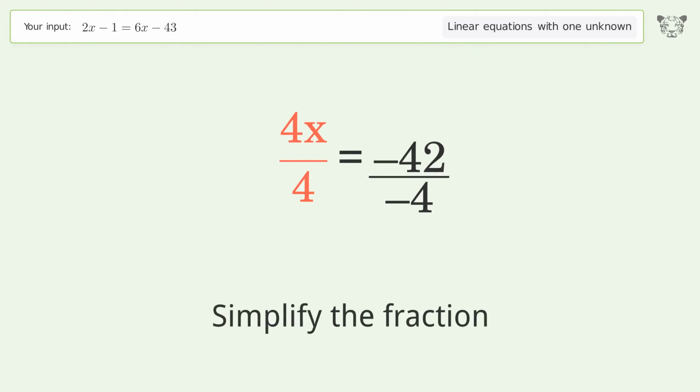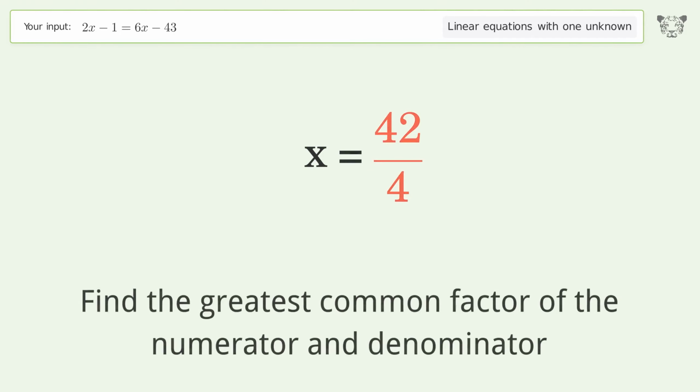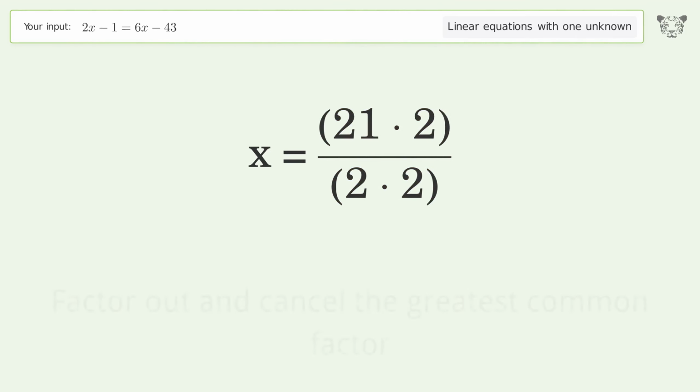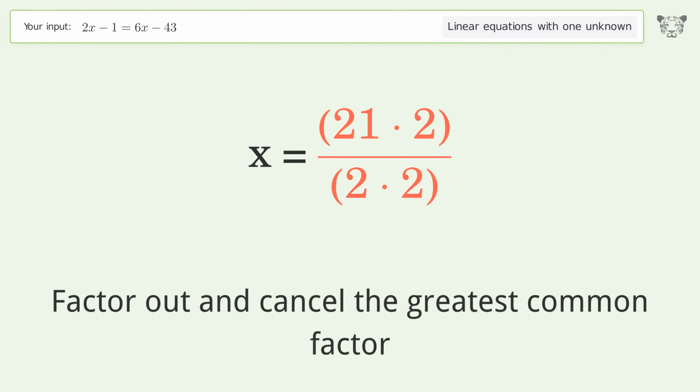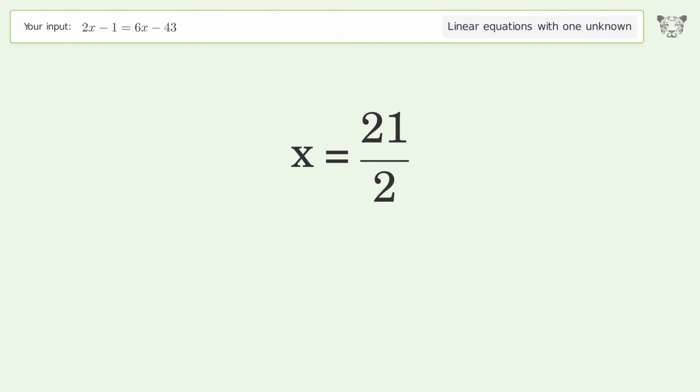Simplify the fraction. Cancel out the negatives. Find the greatest common factor of the numerator and denominator. Factor out and cancel the greatest common factor. And so the final result is x equals 21 over 2.